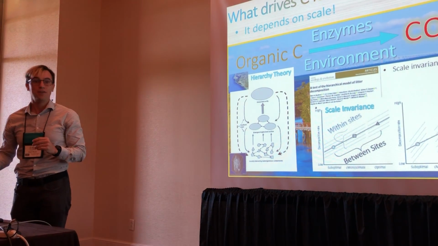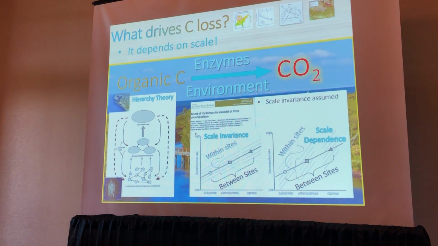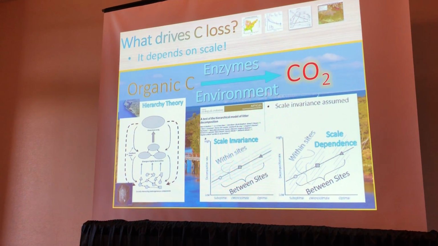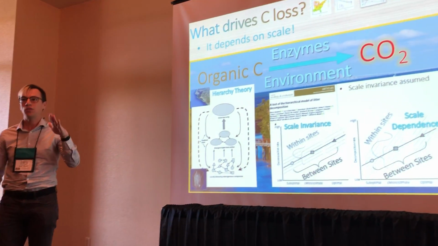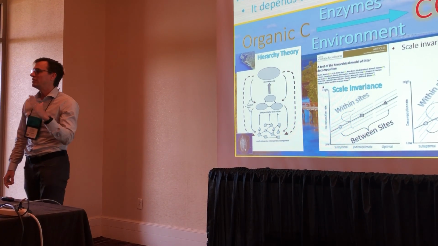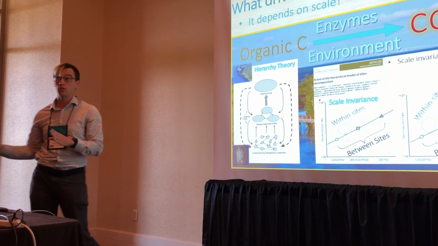Spatial scale doesn't matter. But there's an independent process and one that shows up in a lot of decay studies, which we can call scale dependent. A scale dependent pattern in this case is one where if you look at the relationship between decay and temperature within a site, you can see a slope that's actually different from the relationship between decay and temperature across sites within a region.